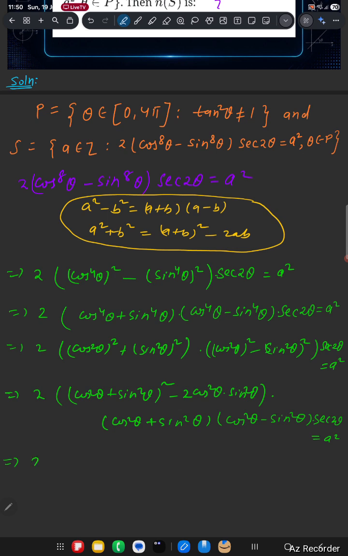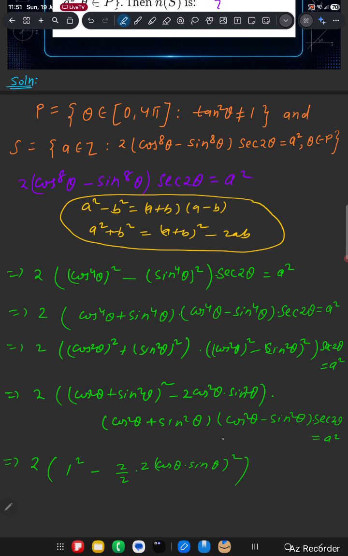Then twice of this will give you a square plus b square whole square, means 1 square, minus 2 cos square theta sin square theta. Here we will multiply by 2 and divide by 2, so that this expression will become 2 into 2 type, and cos theta into sin theta, and this can be written like this. Clear? So 2 cancel, so 2 cos square theta sin square theta, you get the same expression.